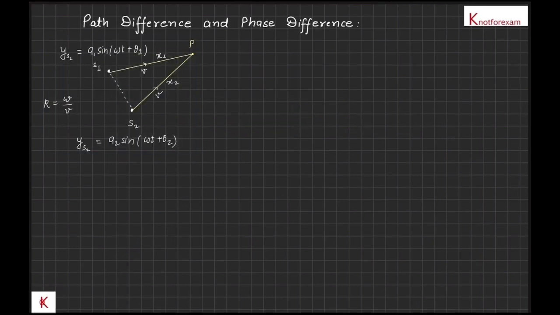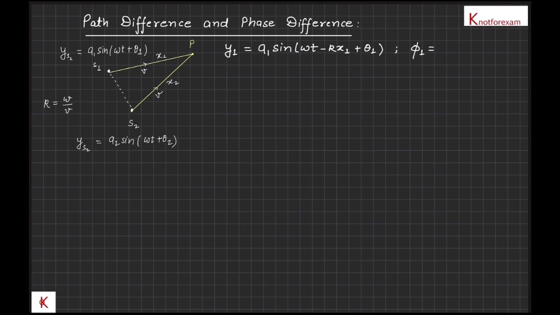Waves produced at sources S1 and S2 are A1 sin(omega t + theta 1) and A2 sin(omega t + theta 2). At point P at a distance x1 and x2 respectively from S1 and S2, the waves will be given as y1 = A1 sin(omega t - kx1 + theta 1) and y2 = A2 sin(omega t - kx2 + theta 2).